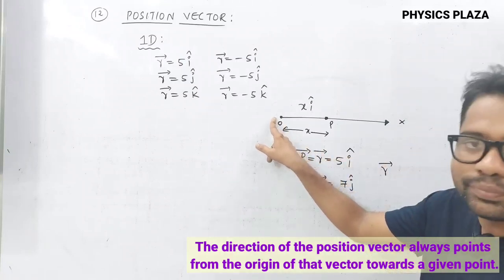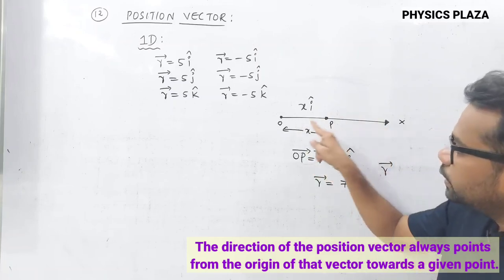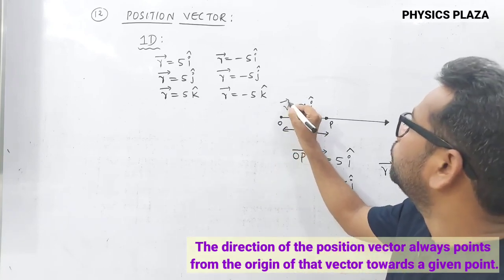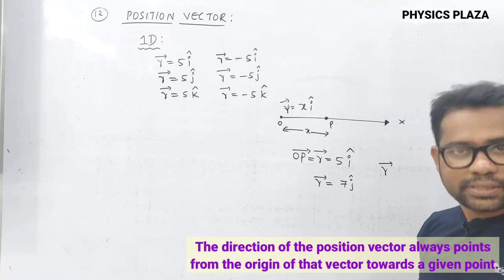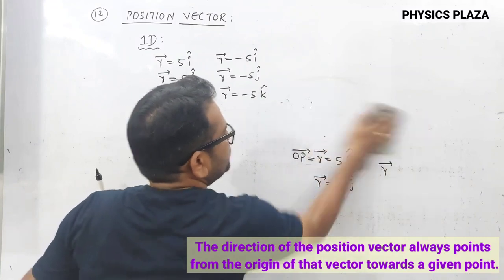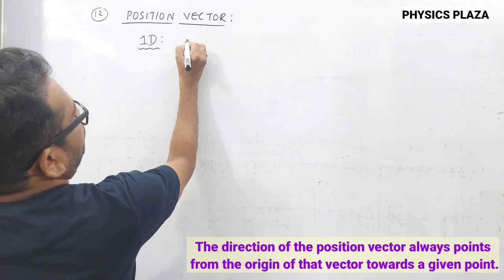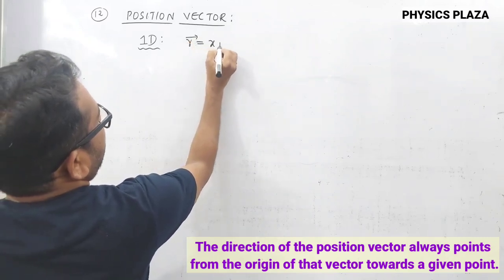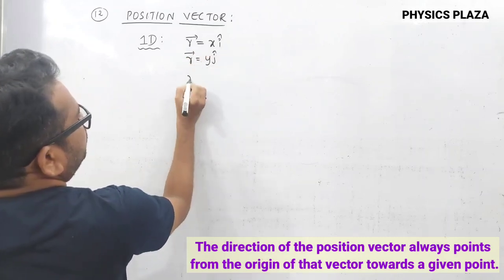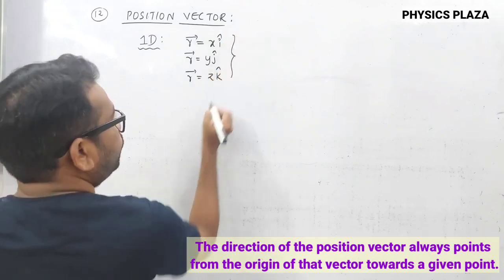With respect to the origin, the particle has traveled, for example, some x units along the x-axis. Then we can say the position vector can be represented as r cap is equal to x i cap. Is it clear? So this is a position vector in 1D. Let me write here: r cap is equal to x i cap, or r cap is equal to y j cap, or r cap is equal to z k cap. So this is how we can represent it in one dimension.